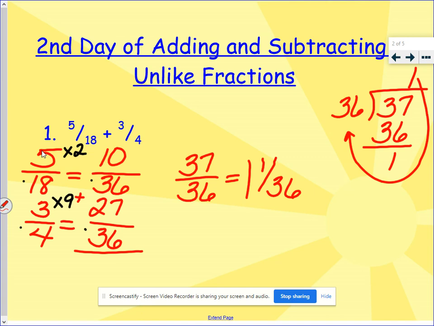Again, this is a repeat of yesterday's assignment, but we're just having our denominators be a little different. They're not necessarily a factor or a multiple of one another.